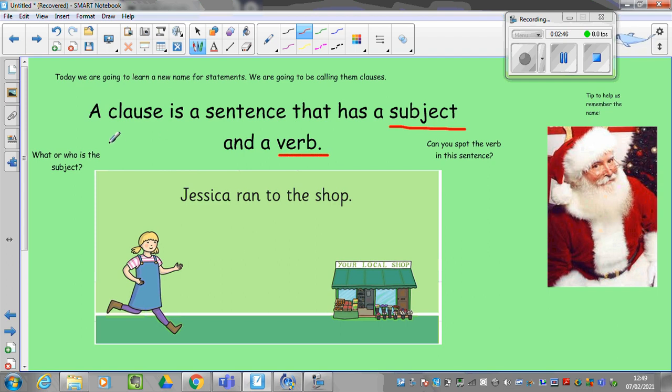A subject just means what or who. So it needs to have something or someone. In our sentence, Jessica ran to the shop, who is the subject? Yes, we've got Jessica. She is the subject. Lovely. And we need to have a verb. Now I'm going to rub this out and put it in a different colour so that you can see the difference. What is our verb? Remember, a verb is a doing word normally. It's a having or a feeling word too, but today it is a doing word. What is Jessica doing? Jessica ran to the shop. Is she shop? No, she's not. She ran to the shop. So she is running. That is our verb for this sentence.